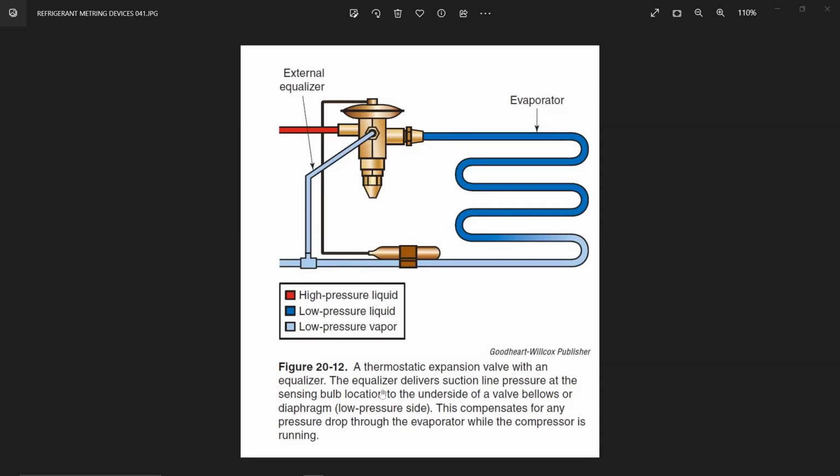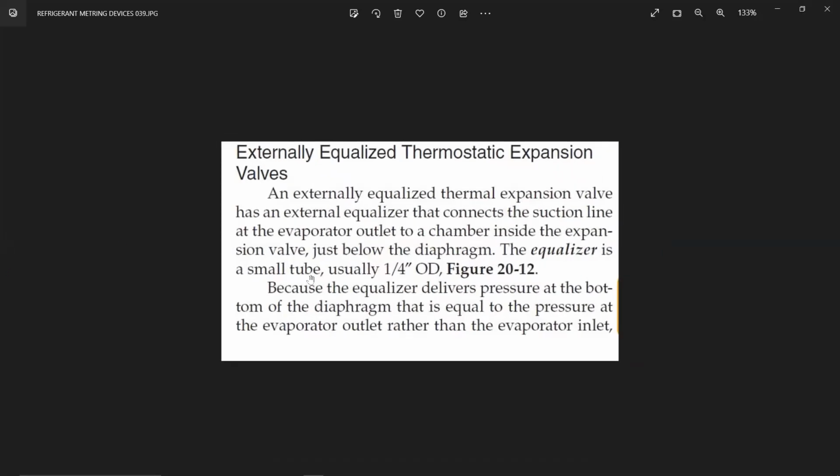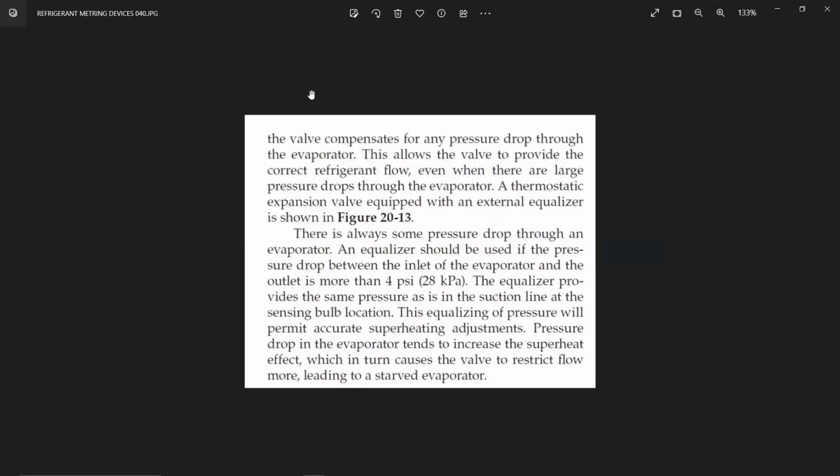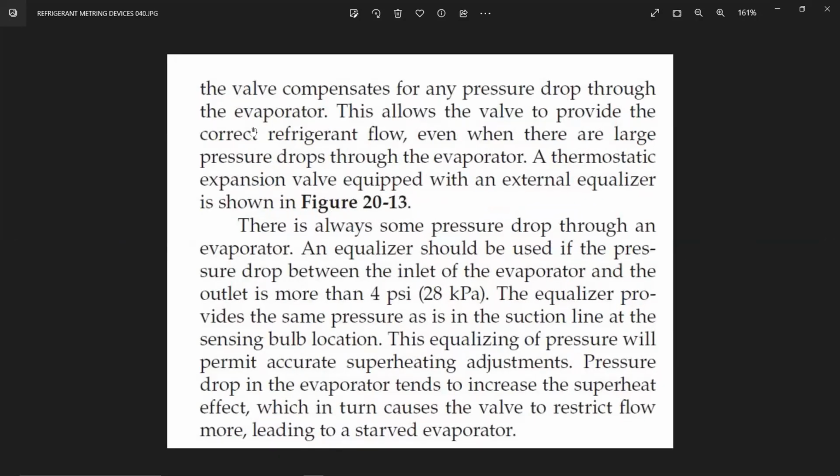Okay, and this equalizer diverts the suction line pressure at the sensing bulb location to the underside of the bellows or the diaphragm, the low pressure side. This compensates for any pressure drop in the evaporator while the compressor is still running. So the equalizer is a small tube, usually 1/4 inch outer diameter. It delivers to the bottom of the diaphragm a pressure equal to the pressure at the evaporator outlet rather than the evaporator inlet. The valve compensates for any pressure drop in the evaporator.